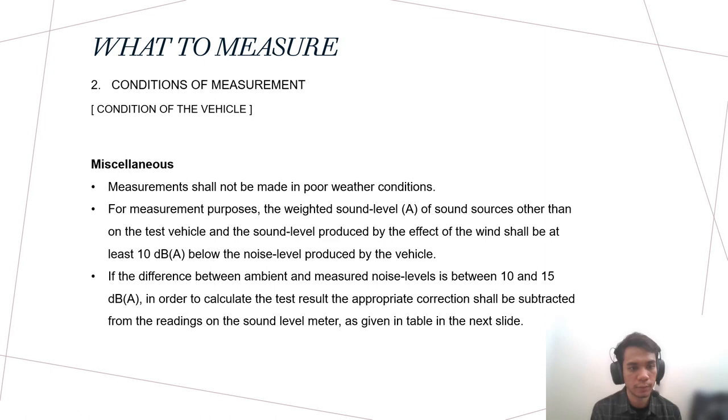The third one is the miscellaneous. Measurements shall not be made in poor weather conditions. For measurement purposes, the A-weighted sound level of sound sources other than the test vehicle, and the sound level produced by the effect of the wind, shall be at least 10 decibels A below the noise level produced by the vehicle. If the difference between ambient and the measured noise levels is between 10 and 15 decibels A, in order to calculate the test result, the appropriate correction shall be subtracted from the readings on the sound level meter, as given in the table in the next slide.